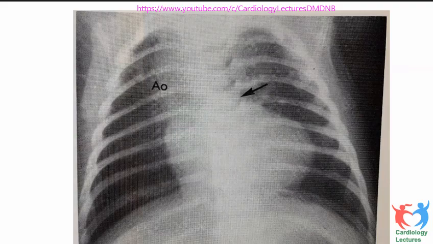Then tetralogy of Fallot around 25%. Pulmonary atresia about 30 to 35%. And truncus about 40 to 50%. So that is the percentage. So always look for right side aortic arch.